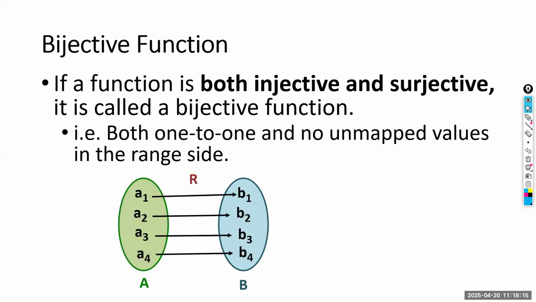So the third word that we use is bijective function. Bijective means it's both injective and surjective. If there's a function which is both injective and surjective, that is both one-to-one and no open values in the range side, we call it a bijective function. So this is definitely a bijective function because it's one-to-one and there are no open values in the range side.